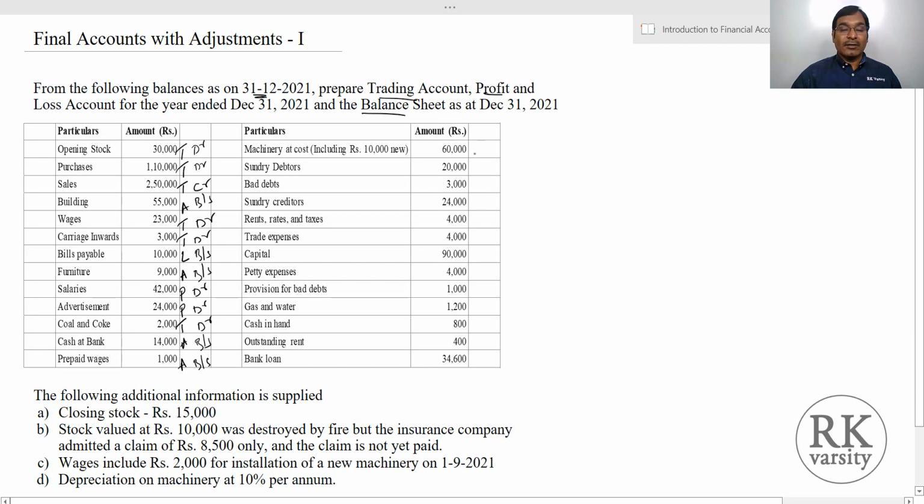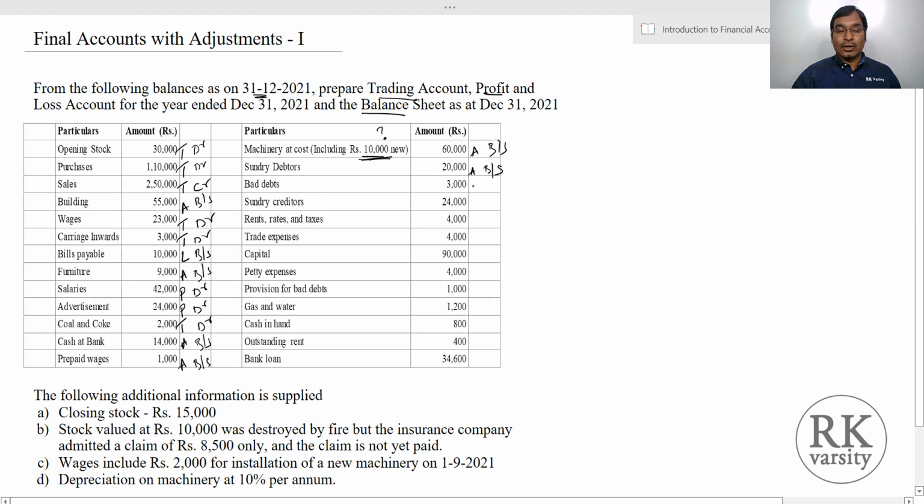Then you have machinery. Machinery is an asset and appears in the balance sheet. The machinery includes 10,000 rupees worth of a new asset. So you have to make a note of this. What is this new asset? Because while calculating depreciation, you have to consider when this new asset has been purchased. Sundry debtors, so receivables, is an asset and appears in the balance sheet.